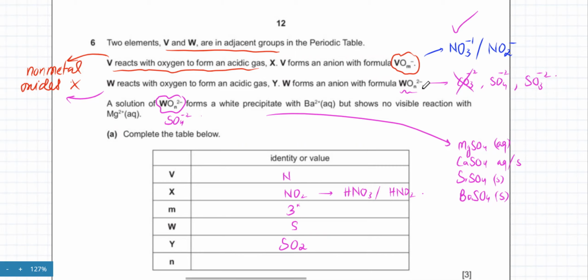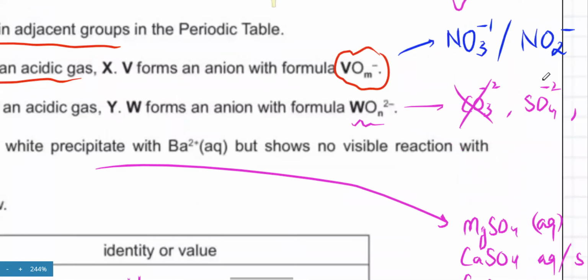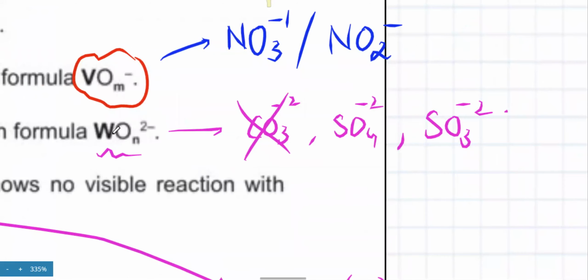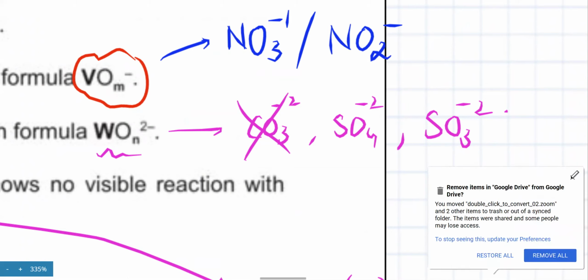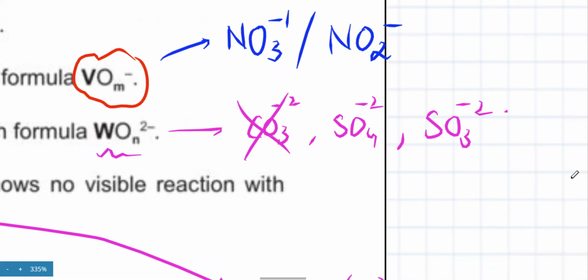Sir, why not 2? Why 4? No, SO4, which ion will this be? Sulfate. It's sulfate. Sulfuric acid, sir. No, this ion. W is S, right? Yes, sir. So which ions have you studied? It's either SO4 minus or SO3 minus. Okay, these are the only 2 that you have studied. Yes.